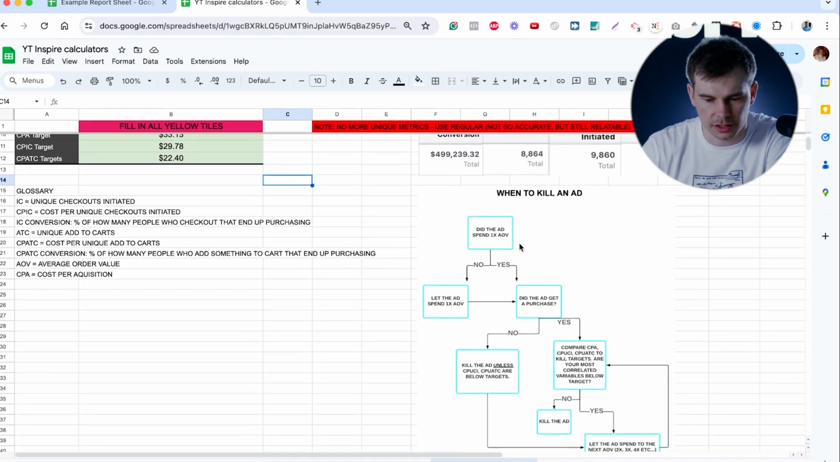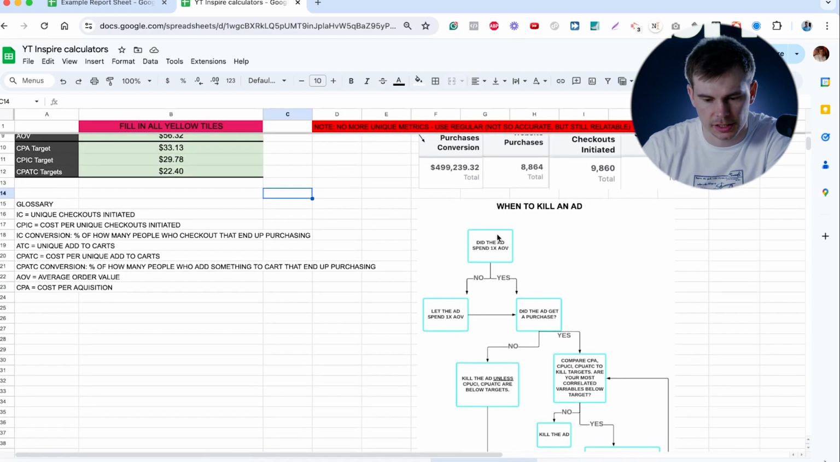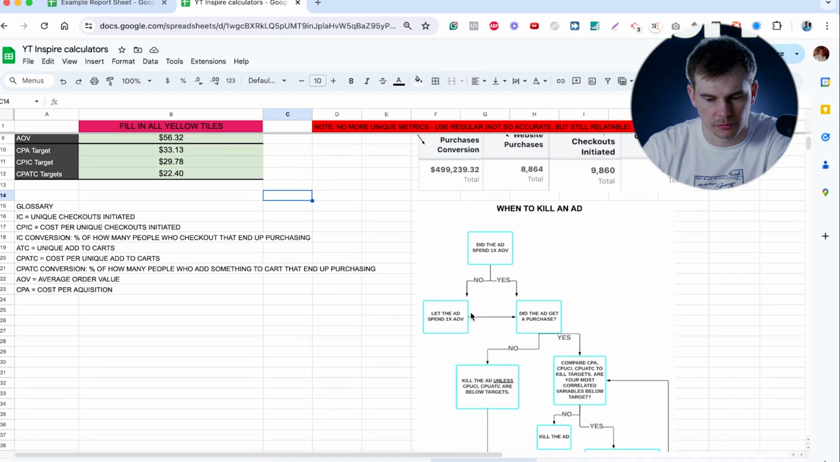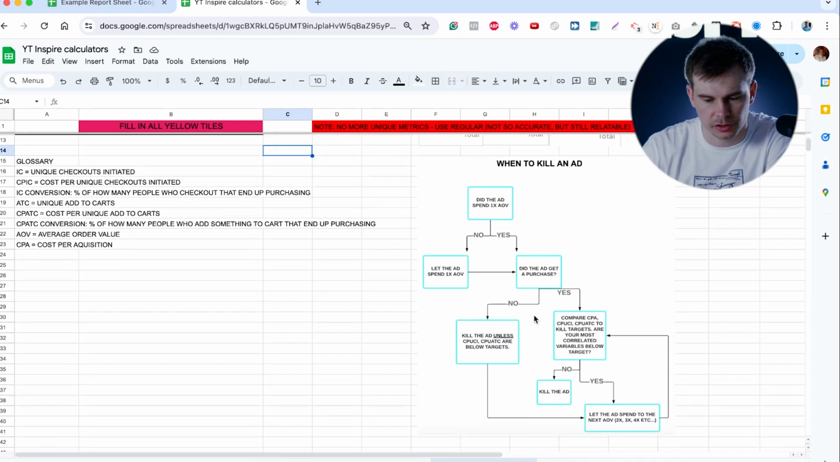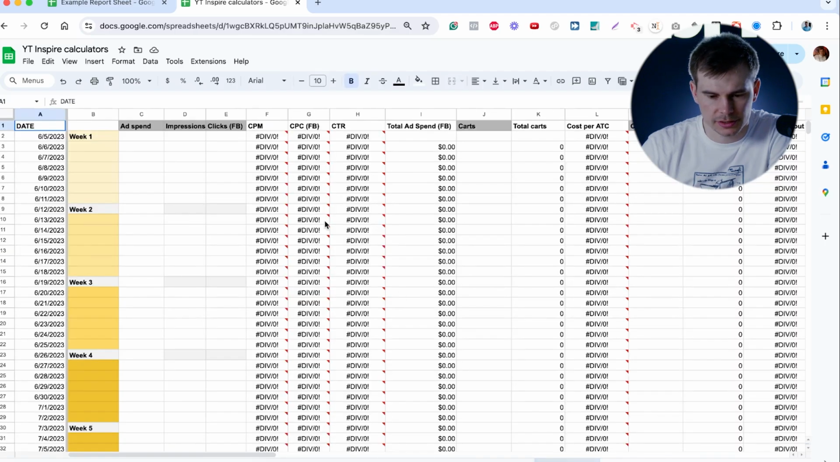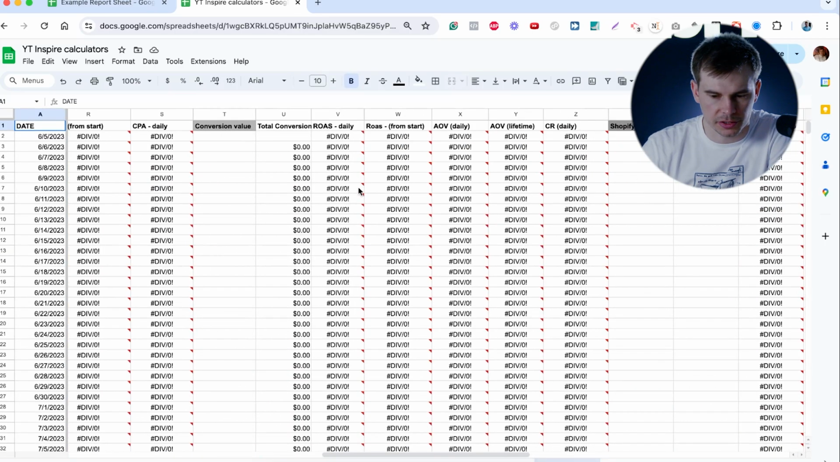So this is also an easy chart for when you should kill an ad and how long you should let it run. Basically, you let it run for at least one AOV, and if it got purchases below the target CPA, that's great. If not, check the early indicators, cost per add to cart and cost per checkout, and then make your decision. Then this is a sheet that I'm using for all of my clients.